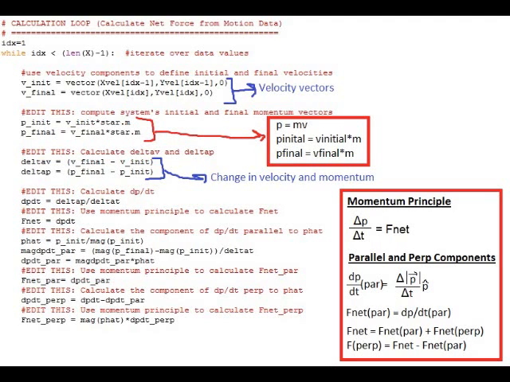Then I used the fact that F net equals the sum of the parallel and the perpendicular component to find the perpendicular component, because I know F net and I know the parallel component, so I just did F net minus the parallel component to find the perpendicular component.